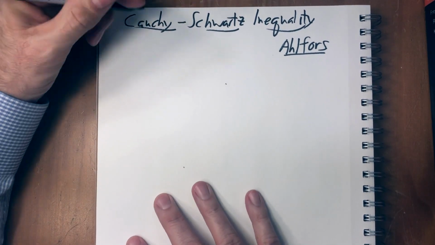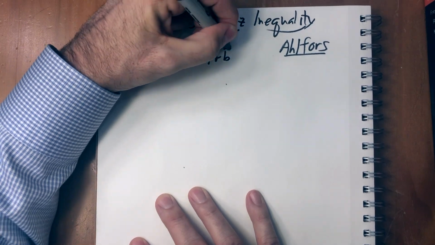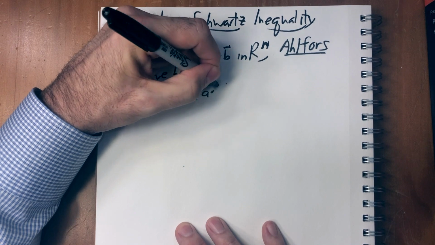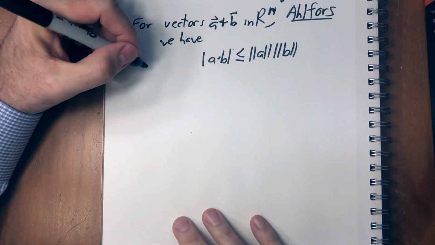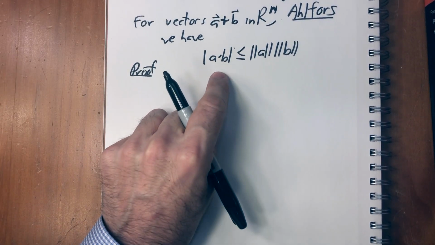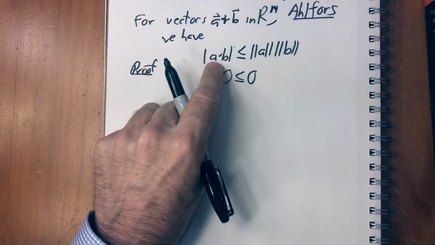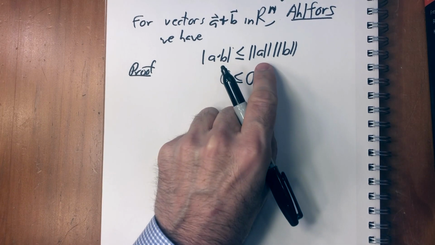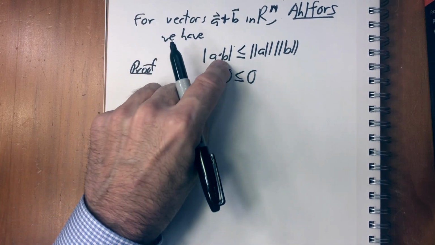So, okay, the Cauchy-Schwarz inequality says that for vectors a and b in R^n, we have that the absolute value of a dot b is less than or equal to the norm of a times the norm of b. Okay, proof. If either a or b is 0, then the whole thing just becomes 0 is less than or equal to 0, right? Because if either one of these is 0, this whole thing's 0, so it's just 0 ≤ 0. So we can assume that both of them are bigger than 0.